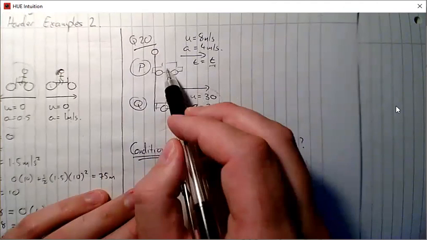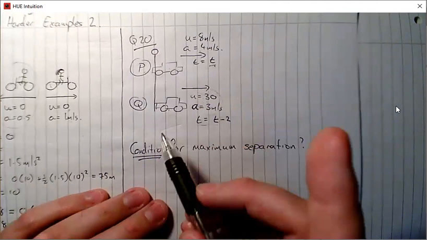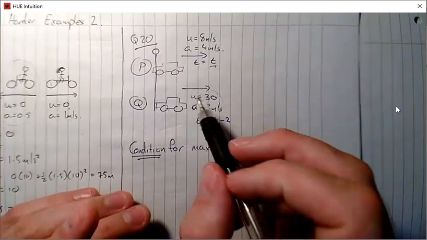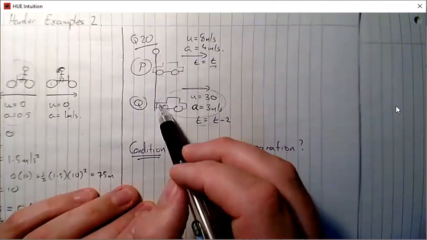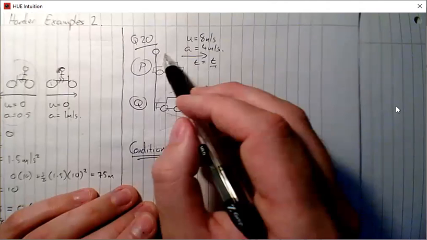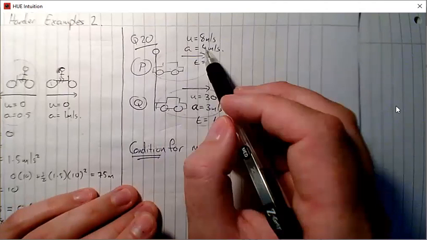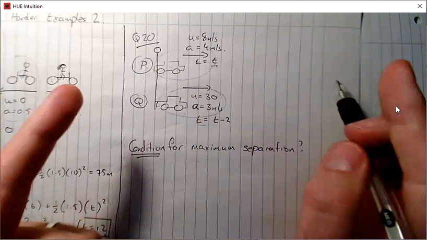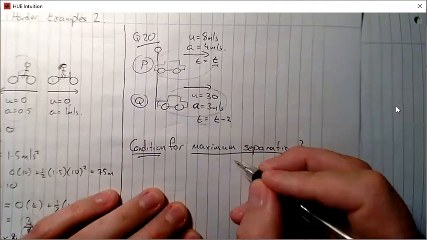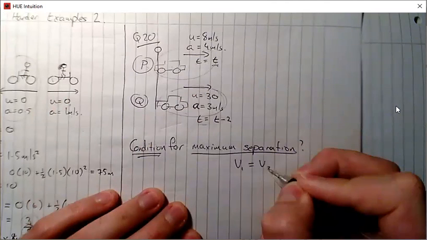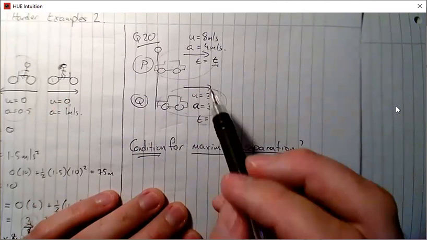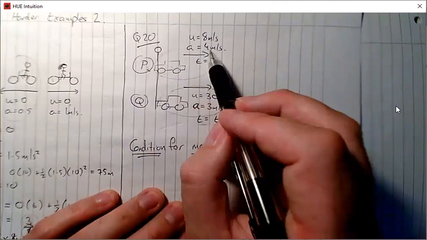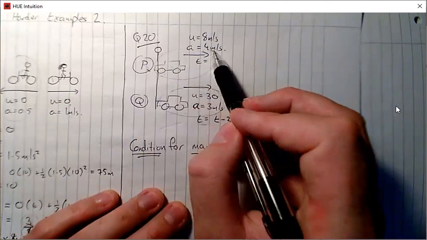P will start to catch Q when they have the same velocity. So as soon as this one, which is going faster, starts to slow down, this one is slowly catching up. Its velocity is catching up. When they have the same velocity, that's the biggest gap. Maximum separation means V1 equals V2, the two cars at the same velocity. For all points after that, P is going to be moving faster because it's accelerating more.